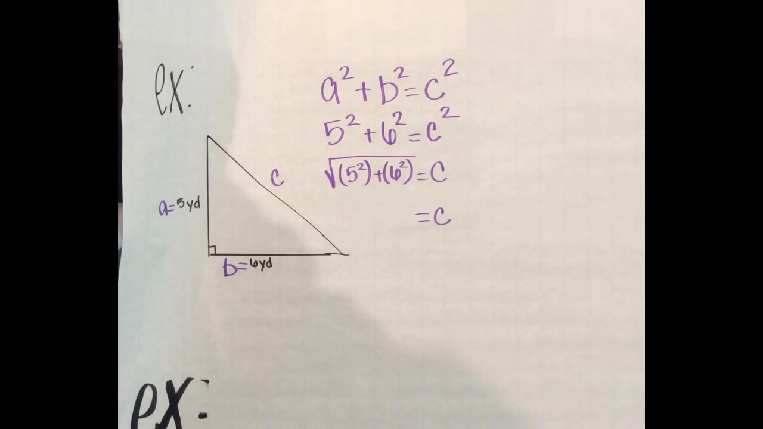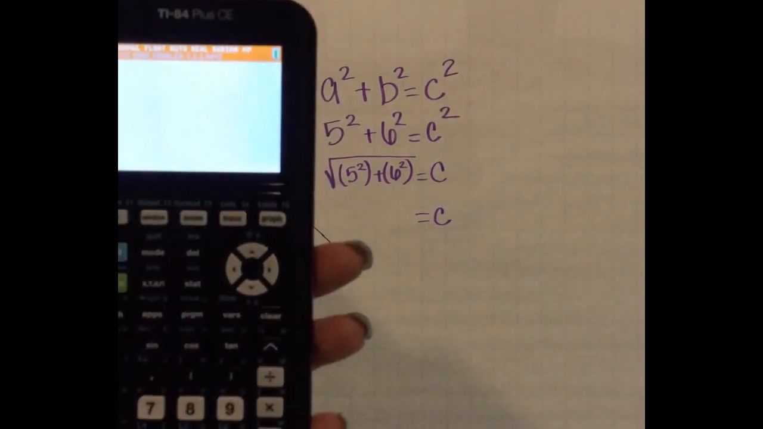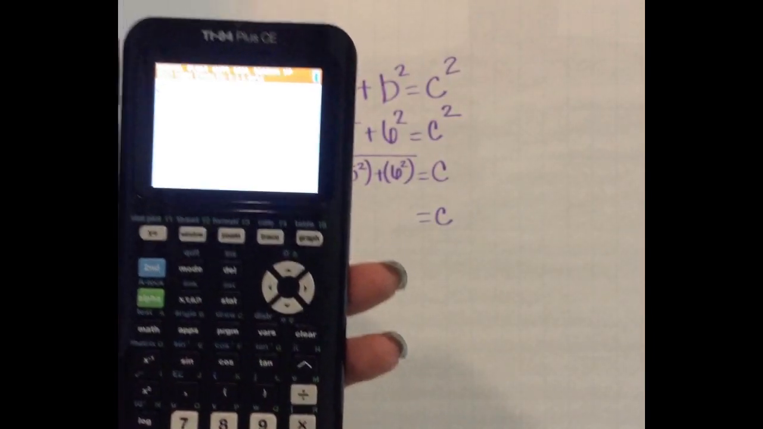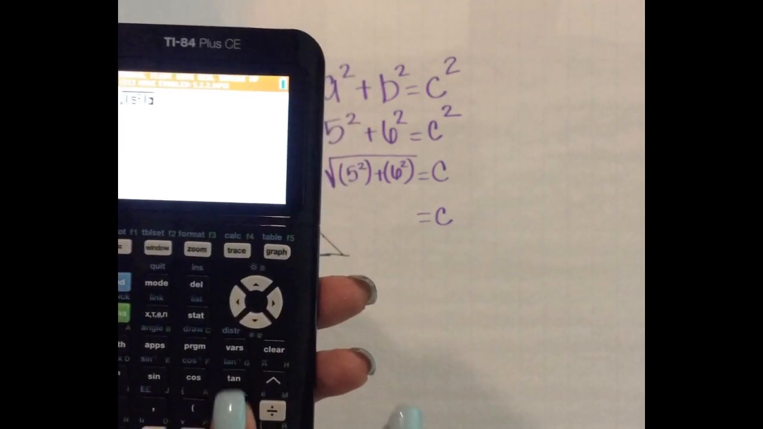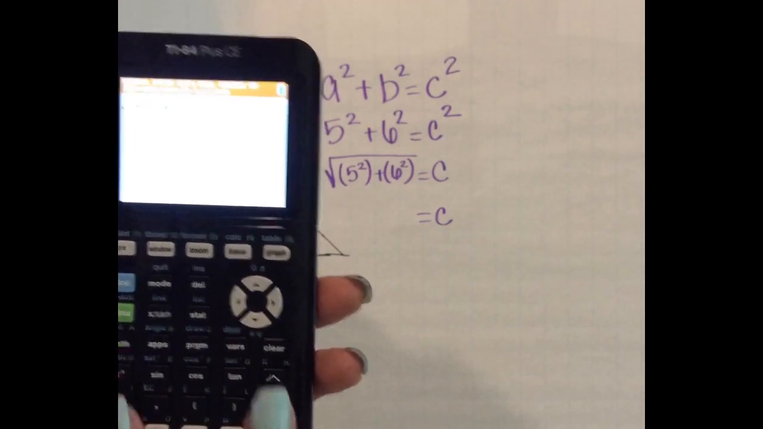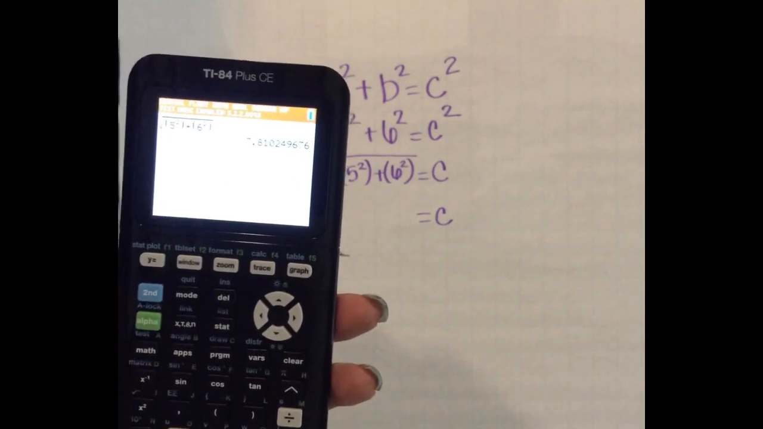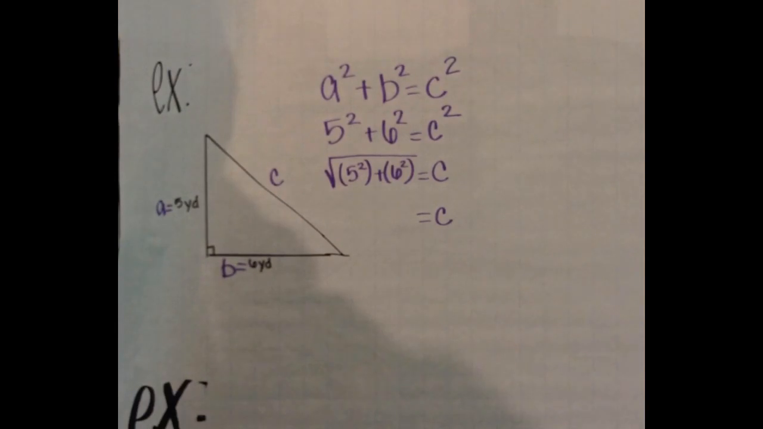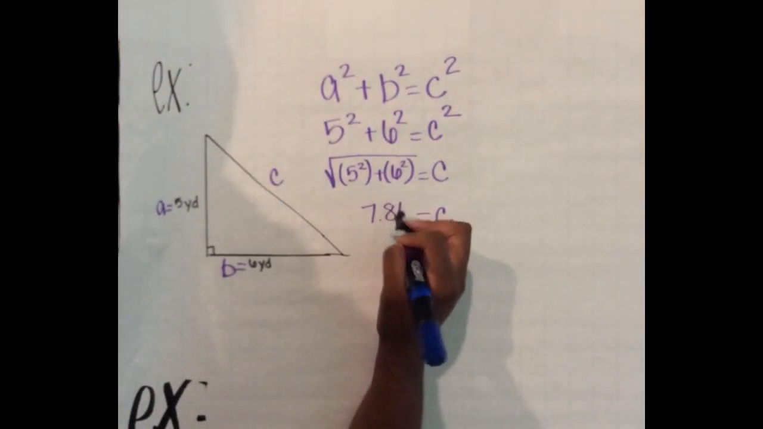Okay? So you go to your calculator. Second, x squared. Open parentheses, we have 5 squared. Close it. Plus, open another parentheses, 6 squared. Close it. Press enter. So C is what? 7.81 yards.